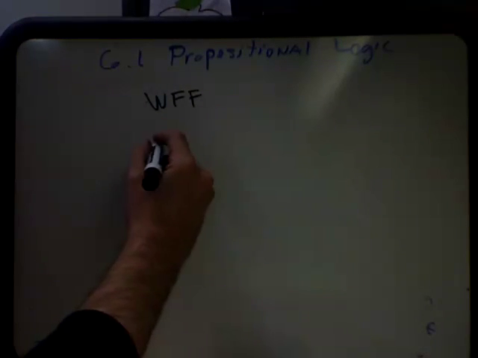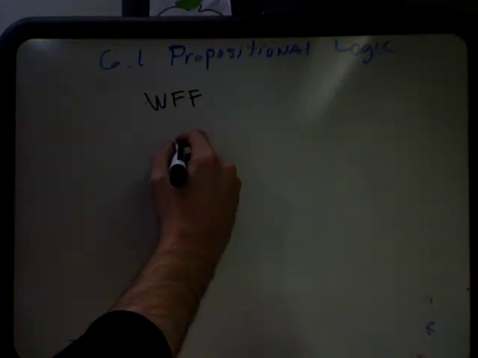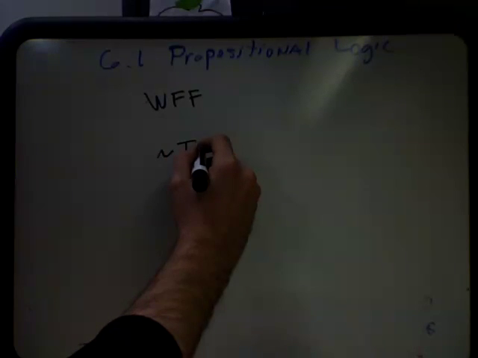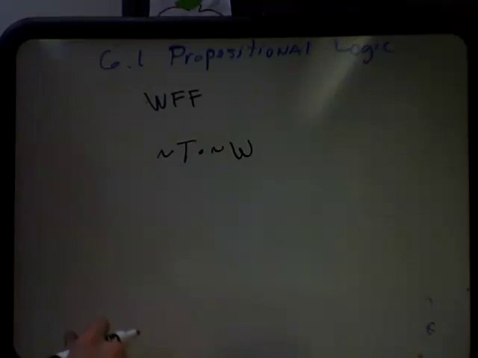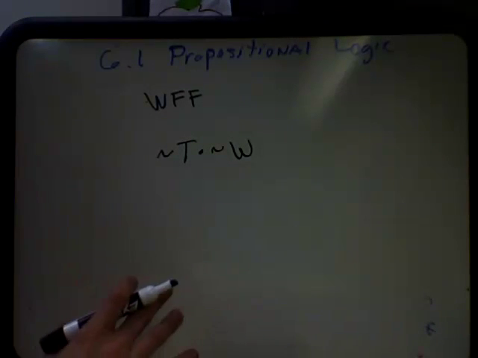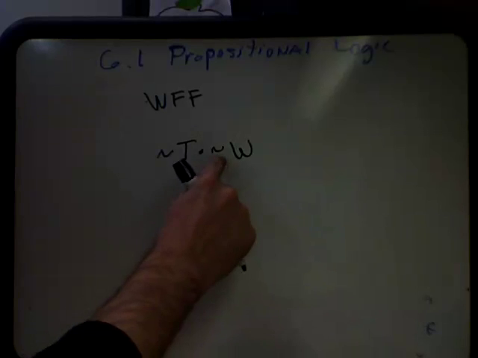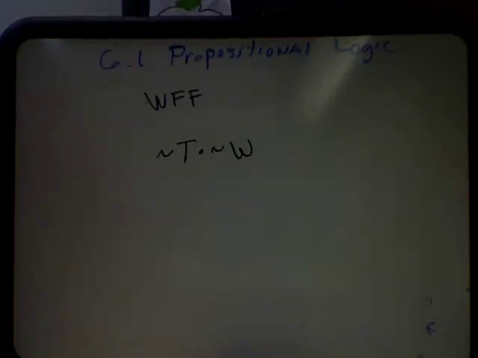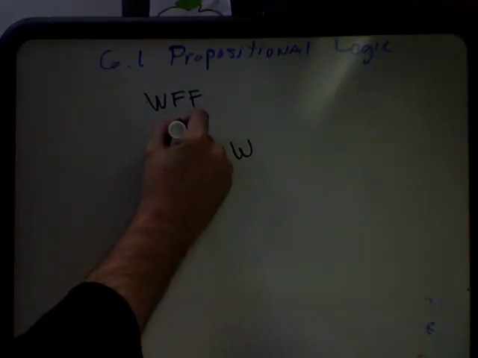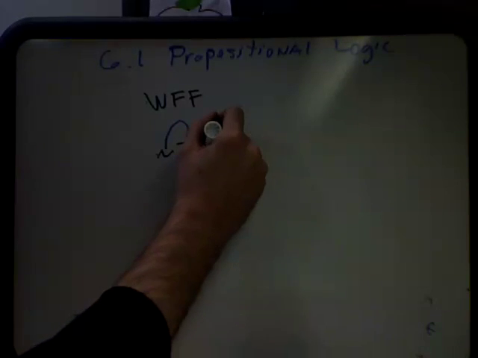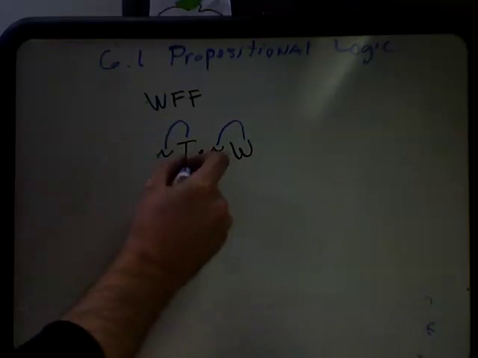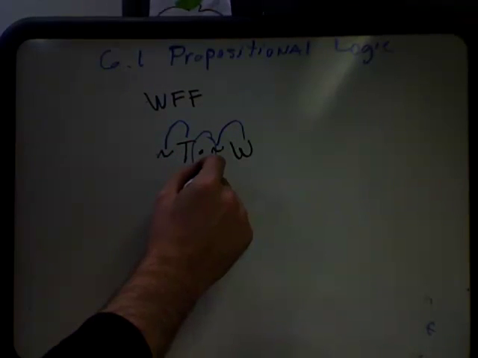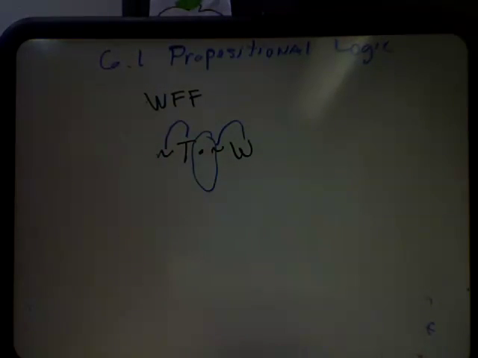So let me give you an example, right? If I say not T and not W, that makes sense actually. Why? Because the negation always only works on the thing that follows it immediately afterwards. So in this case, this not refers to the T, and this not refers to the W. And the primary element of them all is this guy right here. And in this case, it's a conjunction, right? So this is actually a WFF.